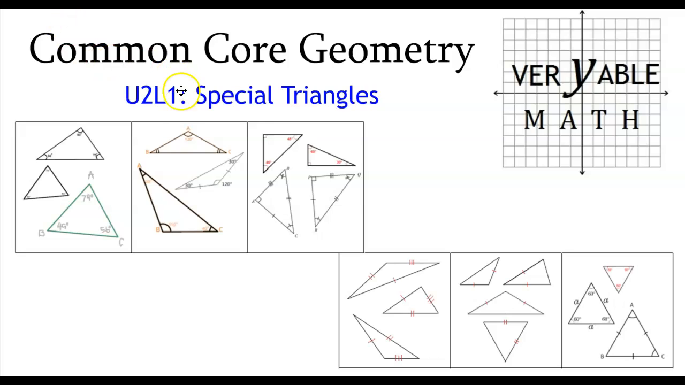Hello students, this video is for the Unit 2 Lesson 1 on special triangles. We're going to be talking about the different types of vocabulary words that you'll see associated with triangles, how to identify a type of triangle, and then once you know what type of triangle it is, how to use that piece of information to help solve problems regarding those triangles.